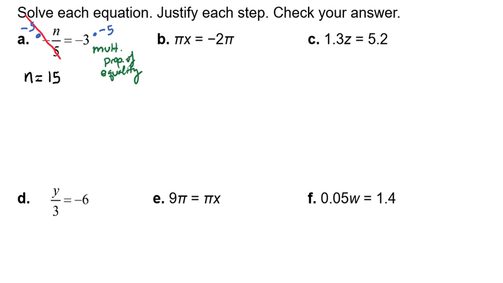Well, we still need to check our answer and make sure that it's right and that we didn't mess up. So what we're going to do is take our original equation, but this time, instead of writing the n, we're going to replace it with the answer we got. So we're going to plug in 15. And now if we do the work over here, what is 15 divided by 5? That's a 3. And if we have a negative out in the front, that makes that a negative 3.